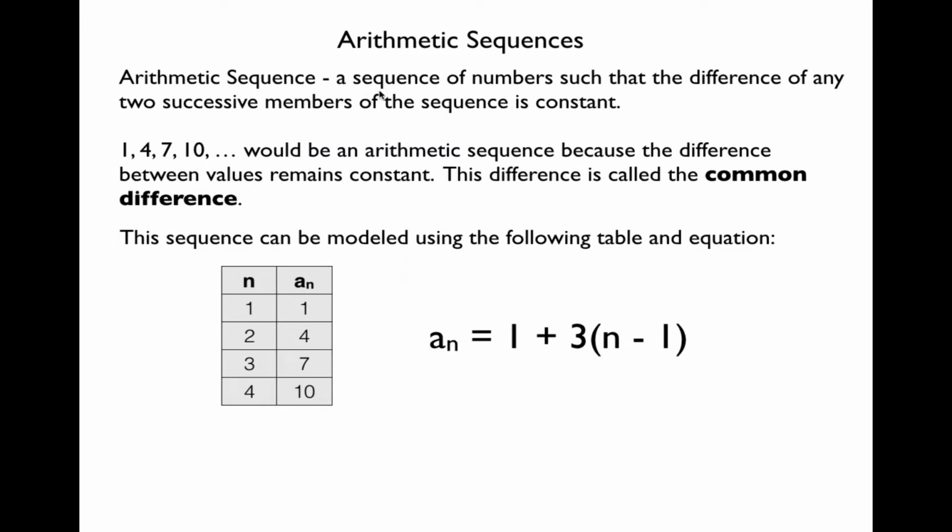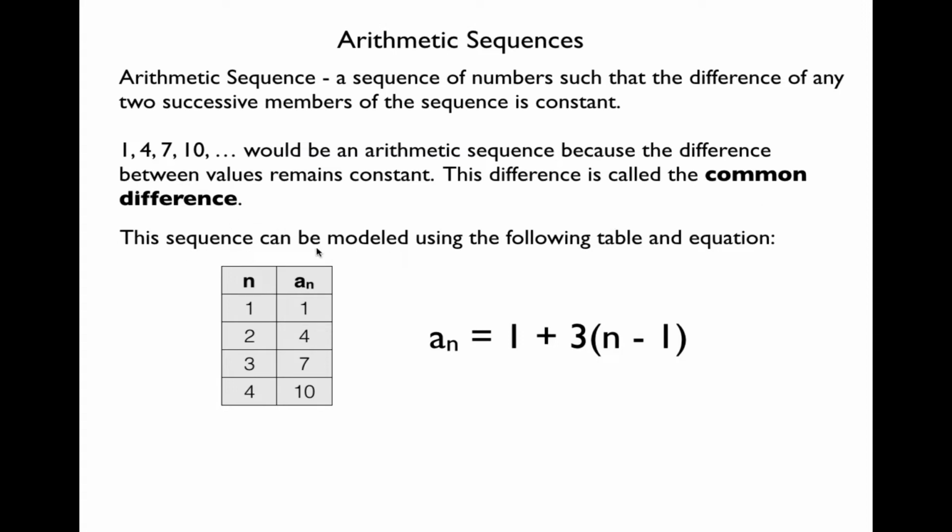So if we read this definition again, a sequence of numbers such that the difference of any two successive members, or elements that are right next to each other, like 1 and 4, of the sequence is constant. The difference between those two members is constant. The difference between 1 and 4 is 3. The difference between 4 and 7 is 3. Between 7 and 10 is 3. This would be an arithmetic sequence because the difference between the values remains constant. This difference is called the common difference.